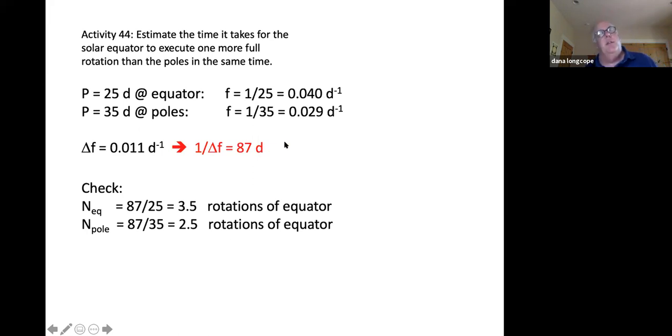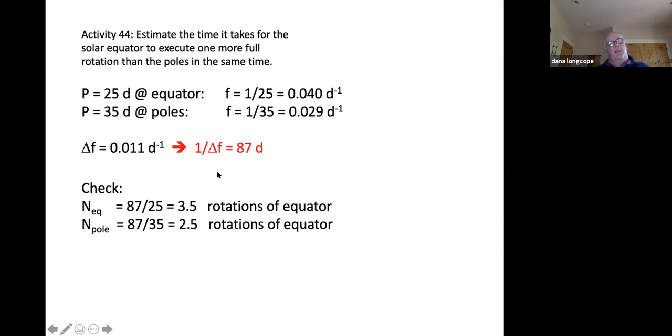So in this example, even though the sun rotates every, let's say, take an average 30 days, it really takes almost 90 before the equator has rotated one complete turn farther than the poles. And we can just check that. If I look at the number of rotations the equator has undergone, that's 87 over 25, 3.5, and the poles, 87 over 35 is 2.5. So from our reference frame, both of them have rotated, but the equator has rotated one complete turn more.